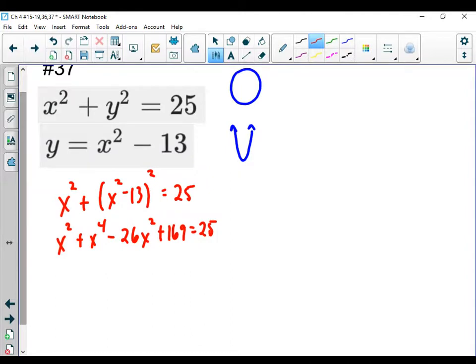Well, if we look at the 2 equations there, you might have noticed also that this equation has an x squared in it, and this equation has an x squared in it. Because they both have an x squared in it, maybe a strategy I could use is thinking, all right, let me get x squared by itself in that second equation. Well, I could get x squared by itself by adding 13 to the other side.